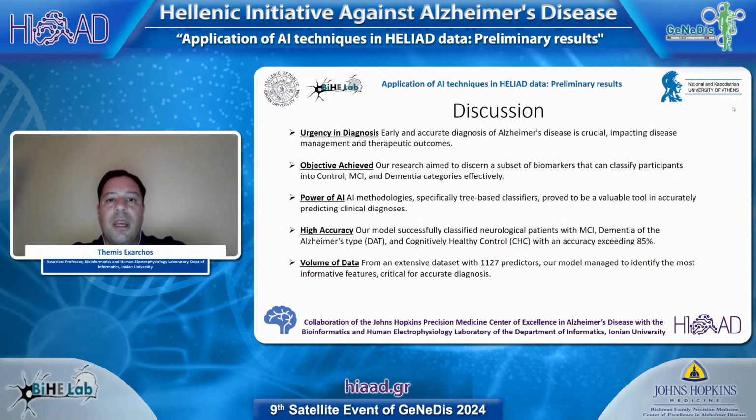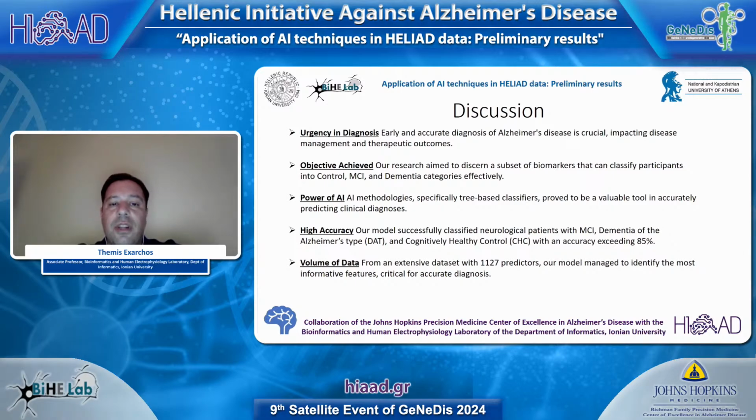Now, concluding this analysis, what we propose is early and accurate diagnosis for helping disease management and therapeutic outcomes. The objective achieved is that we aim to discern a subset of biomarkers, features and clinical characteristics that can classify participants into control, MCI, and dementia categories, effectively as seen by the results. I would like to report again here that usually in such highly unbalanced data, it's very difficult to achieve such high accuracy and sensitivity numbers, especially for the lower-ranked category. AI methodologies, and specifically the tree-based classifiers, have proved to be a valuable tool in accurately predicting the clinical diagnosis, and further they provide interpretation and explainability for the decisions made. Something which in the clinical domain is very important.